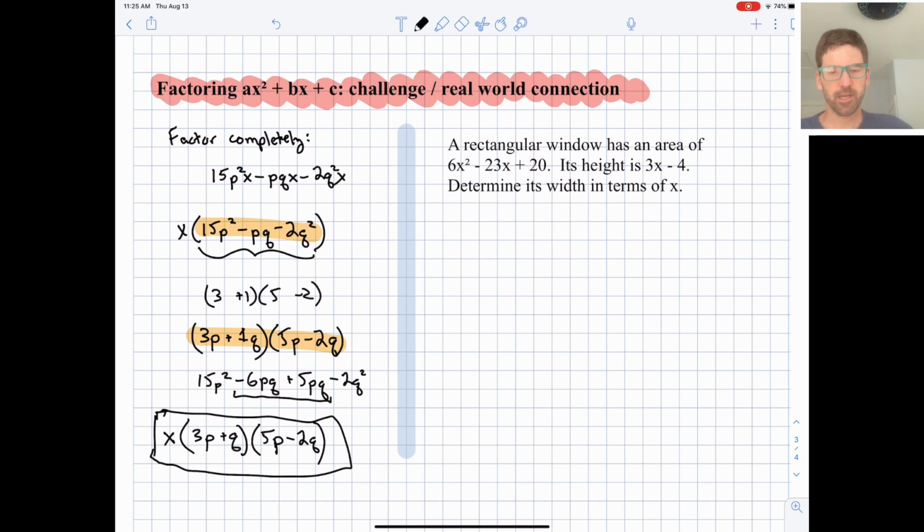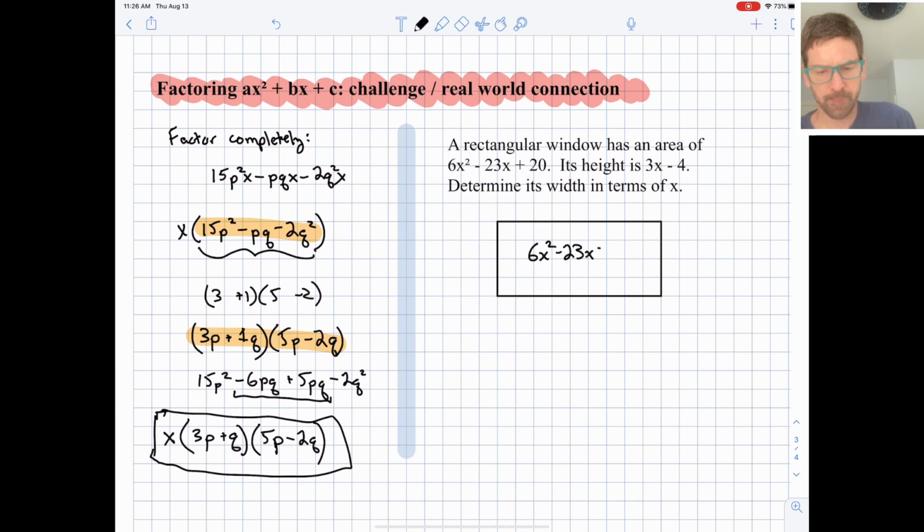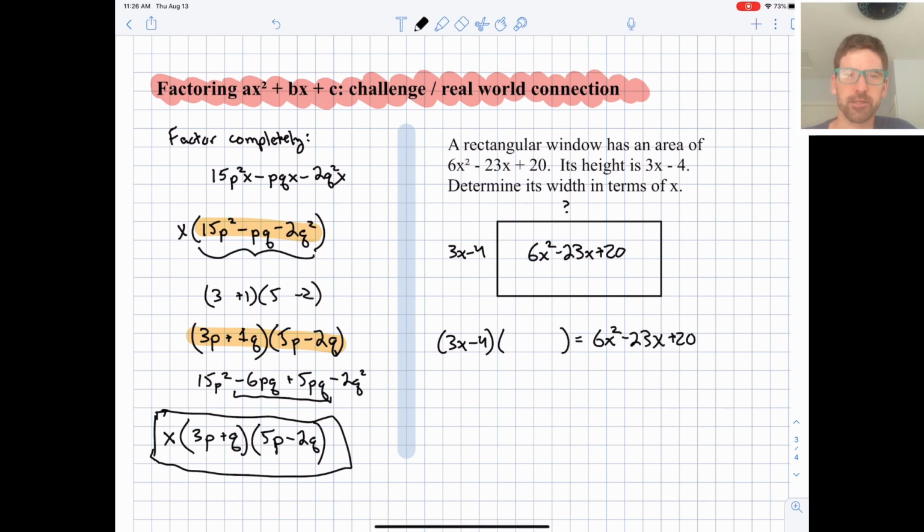All right, the next one. A rectangular window has an area of 6x squared minus 23x plus 20. So let's draw a picture here. And its height is 3x minus 4. Determine its width. Okay, so this isn't so bad once we see what we're doing. We are really just looking to factor that area into two terms, and we already know one of the terms. So we are already in pretty good shape.